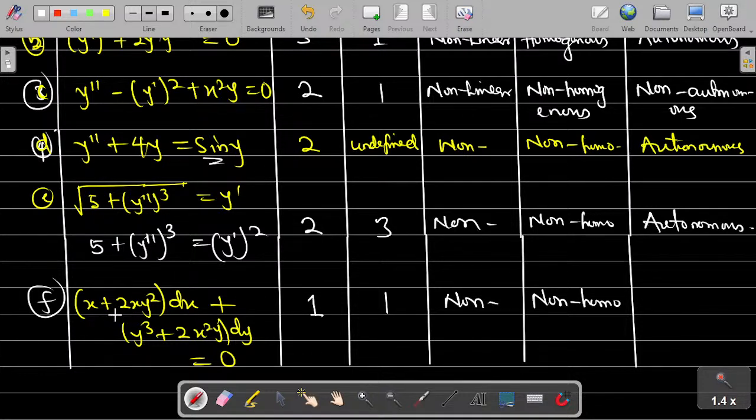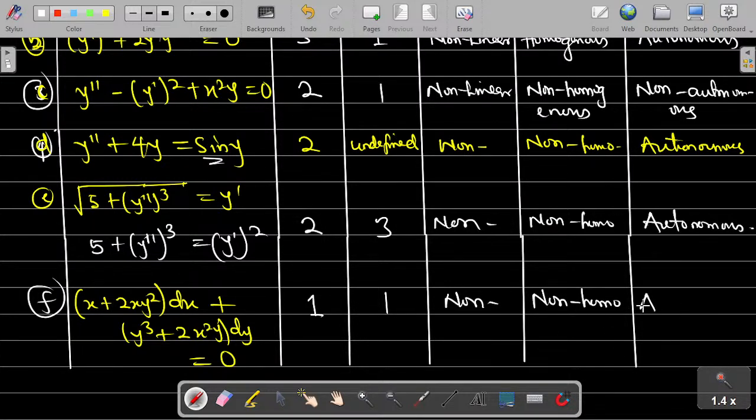There is heterogeneous power of x and y here. The power of x here is 1, while the power of y here is 2. This one may have allowed for a homogeneous equation, but the power of x here is 2, the power of y here is 1. So it's non-homogeneous. And then finally, is it autonomous?